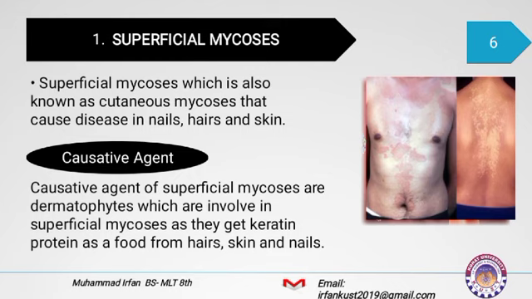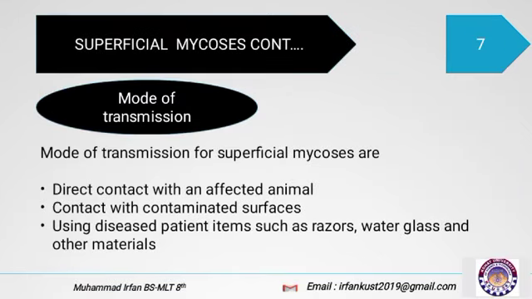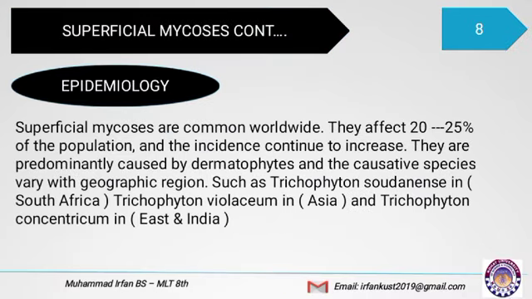protein as food from hairs, skin, and nails. Mode of transmission. Modes of transmission for superficial mycosis are direct contact with an affected animal, contact with contaminated surfaces, using diseased patient items such as razors, water glass, and other materials. Epidemiology. Superficial mycosis is common worldwide. It affects 20 to 25% of the population, and the incidence continues to increase.